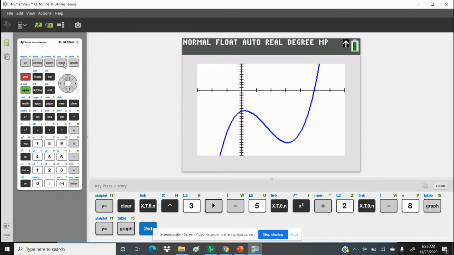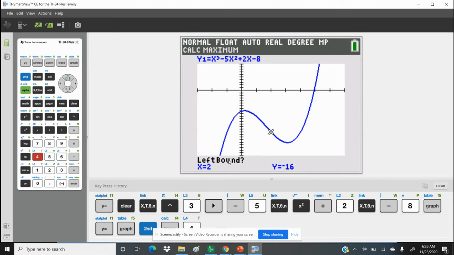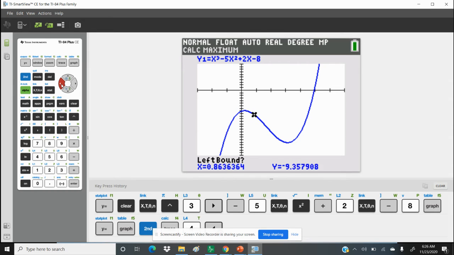So you go to second and then calc, which is above trace. And if I want to find the first point, which is a maximum, I'll hit 4. It says left bound, so I'll put this cursor to the left of the point I'm trying to find, and I'll hit enter. And then I'll put it to the right of the point I'm trying to find, and I'll hit enter. And then it says guess, and I'll hit enter again. And so here I know that this turning point, if I round to tenths, would be 0.2 and negative 8.8.